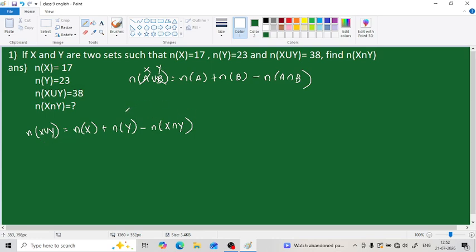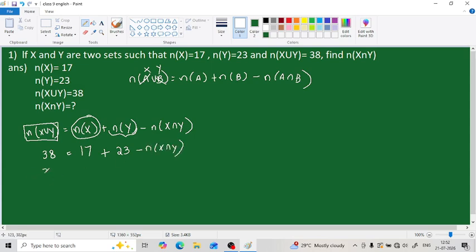Okay, now we are going to substitute the values. n of x equals 17, so in place of n of x we can write 17. Then there is a plus. Then n of y equals 23, so in place of n of y we write 23. Then n of x union y equals 38, so in place of n of x union y we write 38, equal to this value we don't know. Either we can write n of x intersection y, or you can give a name like A, B, etc. Here I am giving n of x intersection y.